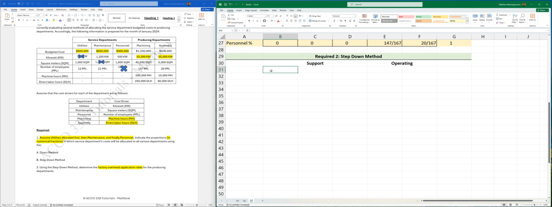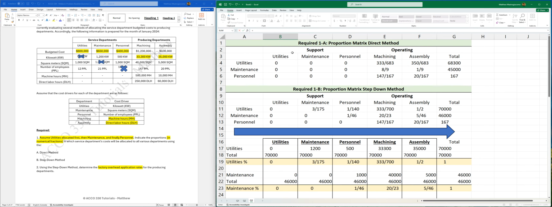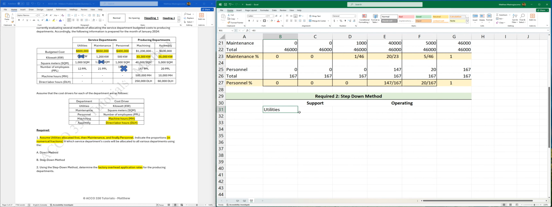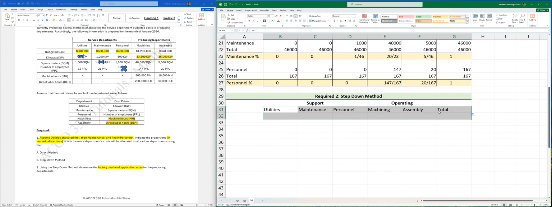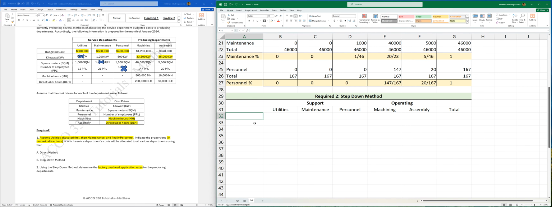But yeah. Anyways, guys, for the support, let's go put here our utilities. And we can kind of just copy it. There we go. Okay? Because utilities, maintenance, personnel, and then machining and assembly. Okay? Because we know that's the ranking because they gave us the ranking. Okay, now for our first thing here, we put cost before allocation. Okay, then guys, let's allocate utilities, maintenance, personnel, and then we have our cost after allocation.